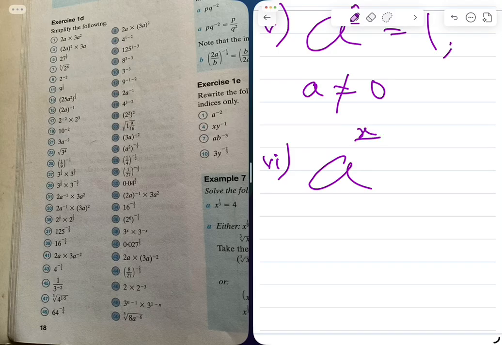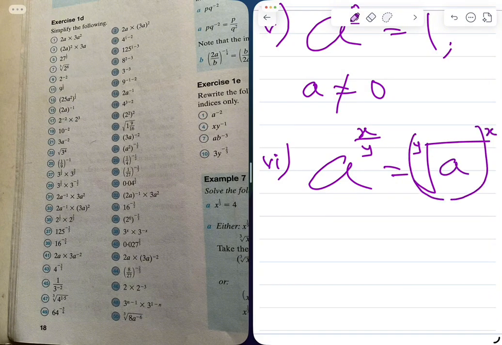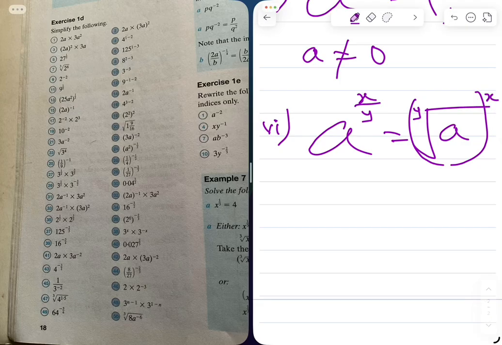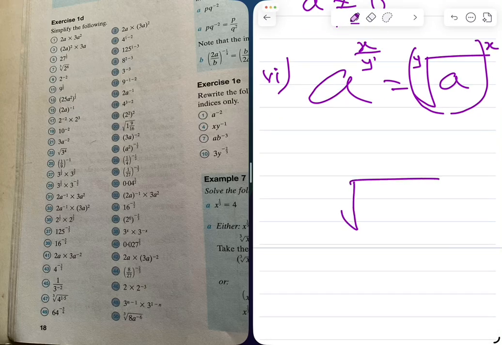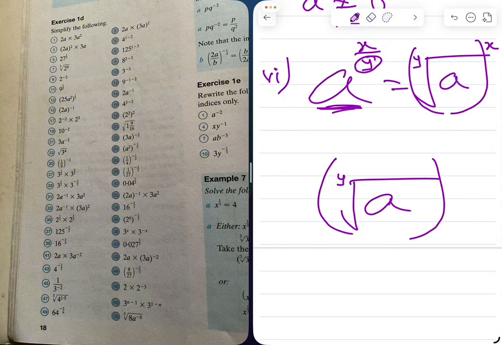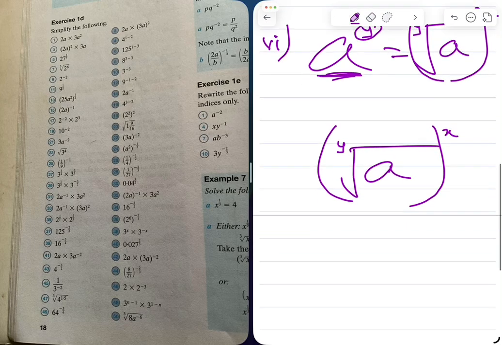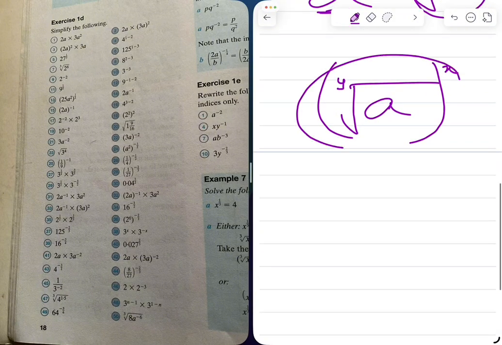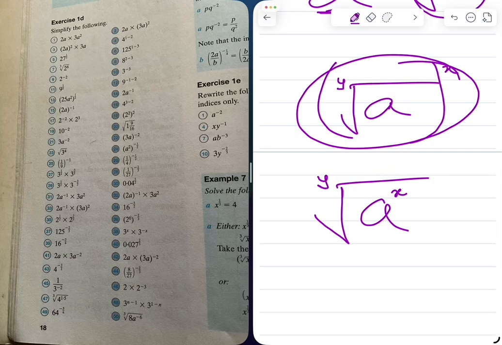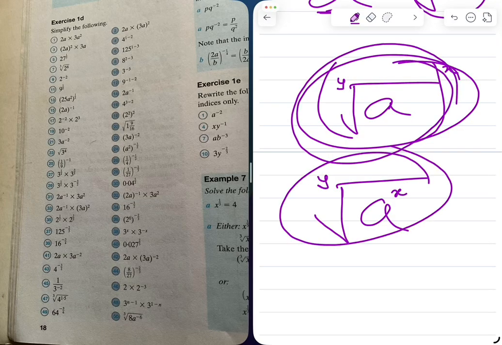A raised to power x over y is equal to the yth root of a raised to power x. Whenever the power is a fraction, you put a root this way and put the denominator of the fraction of that power here, and then write the base under the root and say the whole of that raised to whatever the numerator of that power is, which is x here. We can also write this as the yth root of a and put the power x on top of it here. This and this are the same.